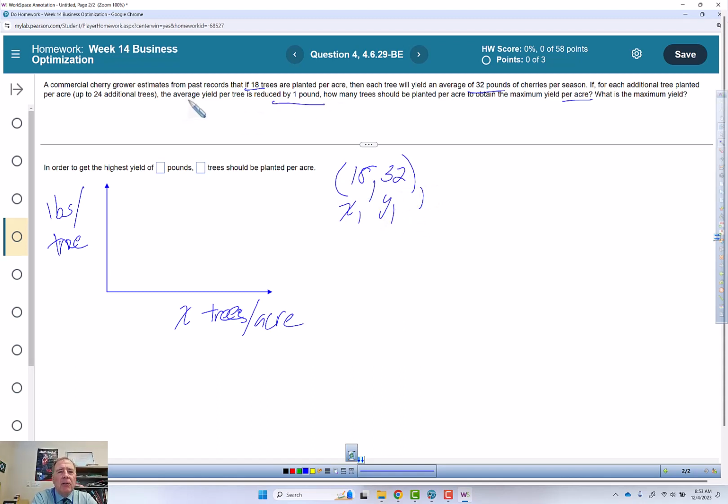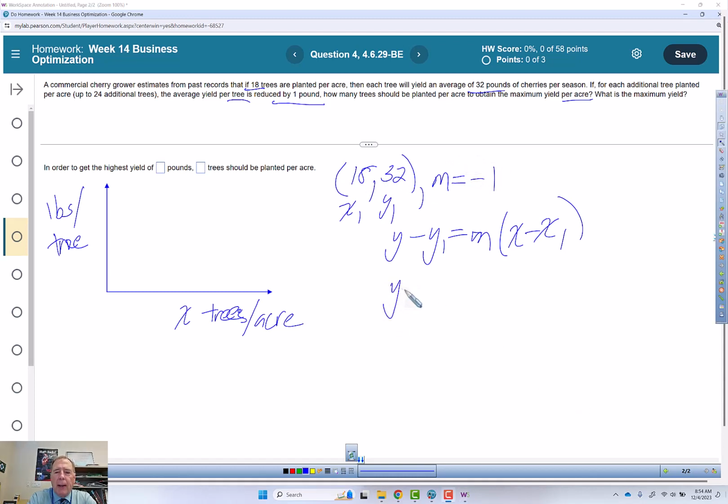And then they tell us the average yield per tree is reduced by 1 pound. So we're going to write the slope as -1. And if we have a point and a slope, we can find the equation of that line by using the point slope form. I write it down, I label my point and my slope. Now we can substitute in: y minus 32 equals -1 times x minus 18.